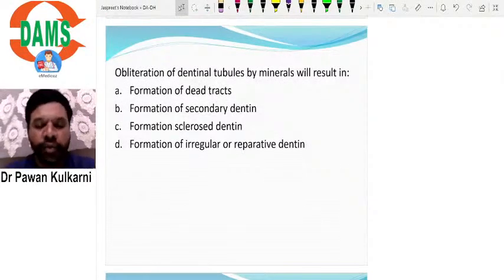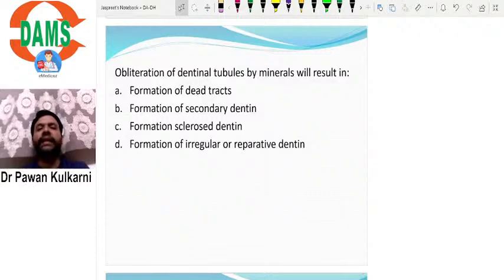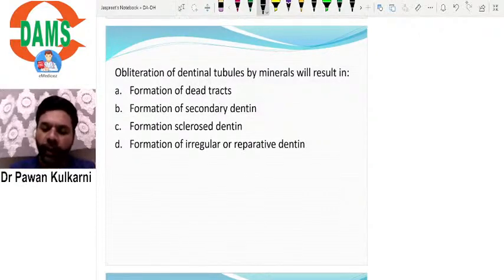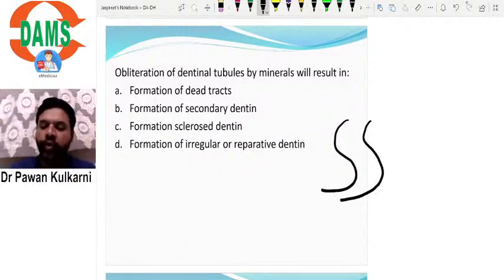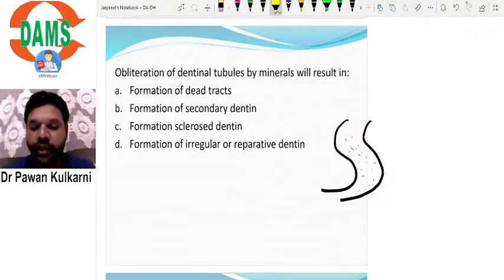Obliteration of dentinal tubules by minerals will result in... So we know that the normally S-shaped dentinal tubule contains the odontoblastic process. So instead of the odontoblastic process, if a lot of calcification takes place here, and minerals are deposited here, right?